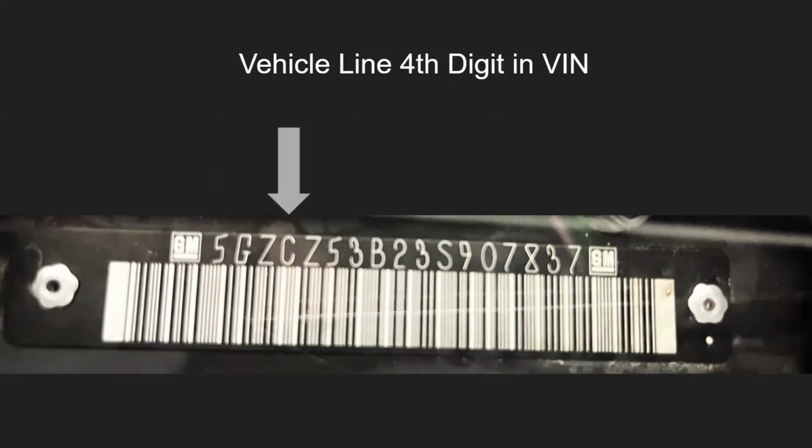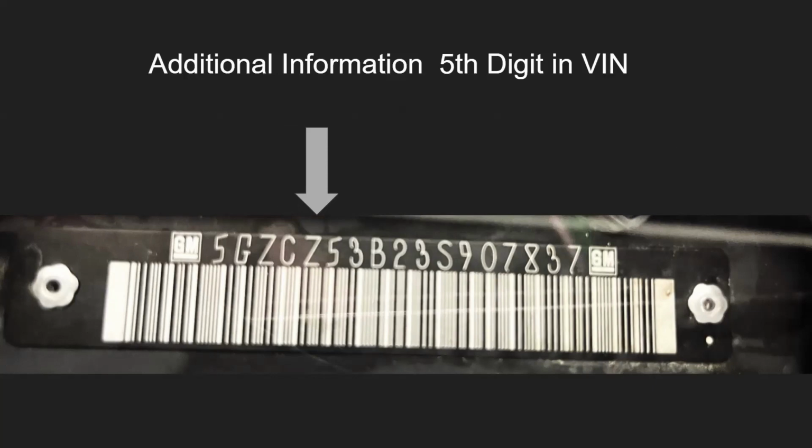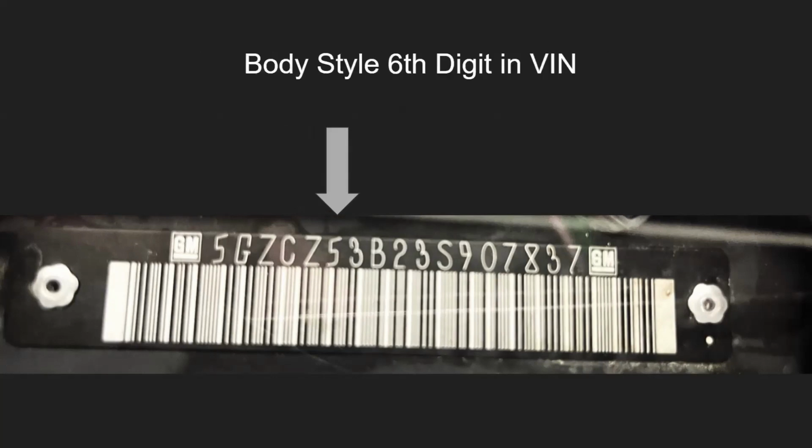Then we move over to the fourth digit. This is the vehicle line. There's actually the fourth and fifth digit that represent this. Is the vehicle a Lumina? Is it a Grand Am? Is it a Silverado? So CZ, this is a Saturn Vue, for example, with these 2 digits of the fourth and fifth digit, which is additional information for that vehicle line.